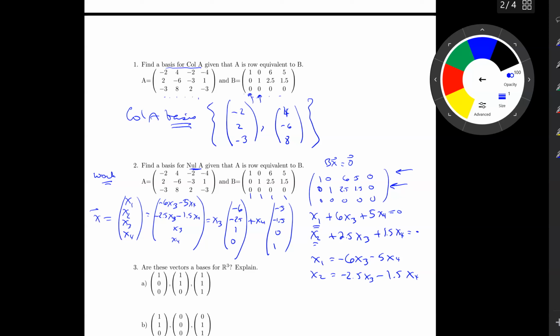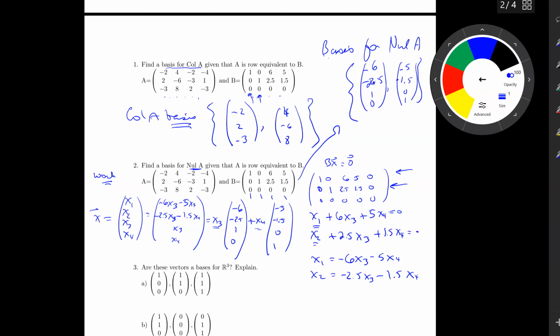okay, so the basis for Nul A will be these 2 vectors. It was a long time ago, at the very beginning section, that I talked about how when I go find these vectors for Nul A, I know that they are linearly independent already. Because they have 2 different free variables, there's no relationship between these 2, so they are automatically linearly independent. So this is my basis for Nul A, the spanning set.